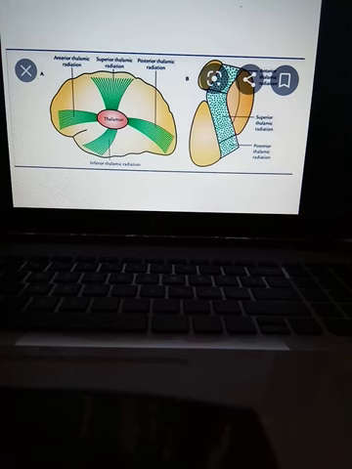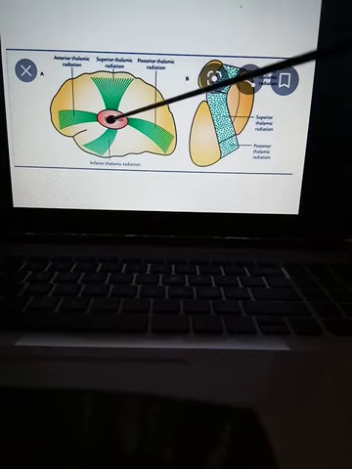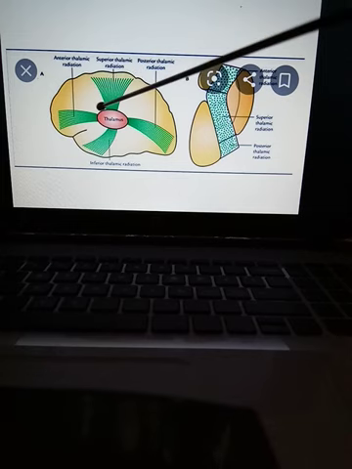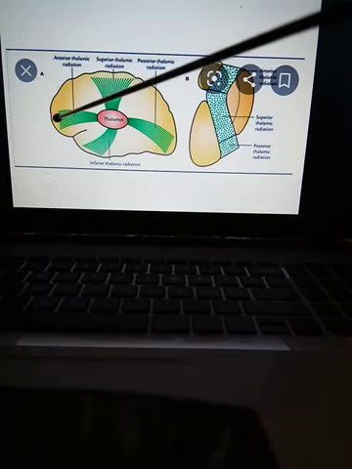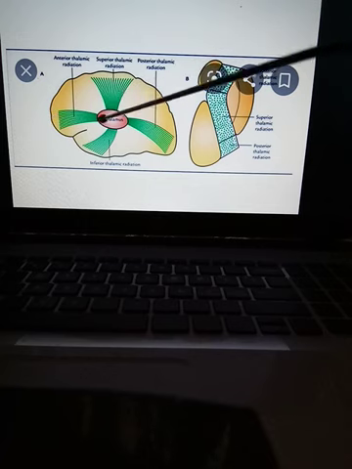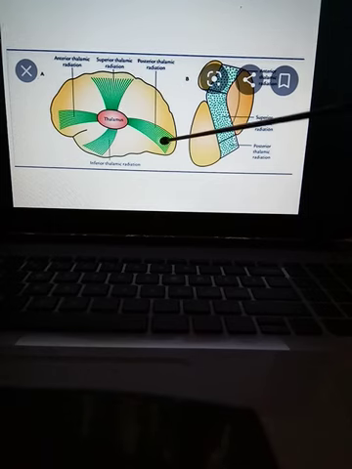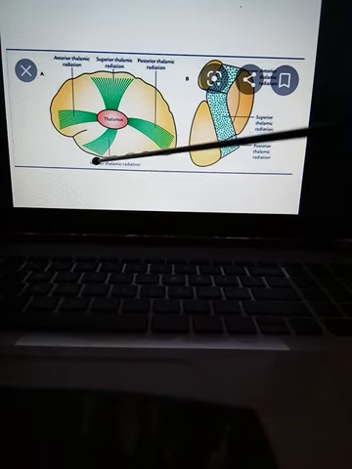These are the thalamocortical fibers. That means the fibers go from the thalamus to the various parts of the cortex, like from the thalamus to the frontal lobe, from the thalamus to the somatosensory area, from the thalamus to the occipital area, and from the thalamus to the temporal area.